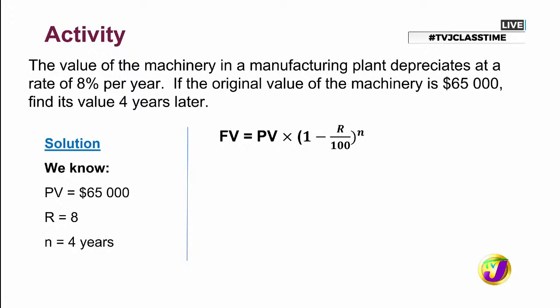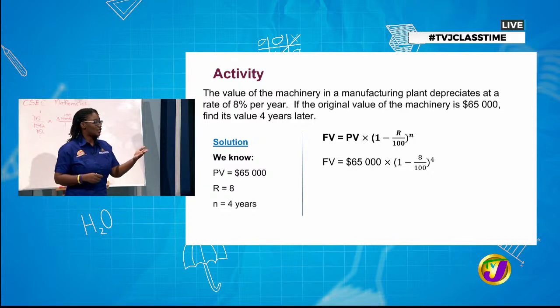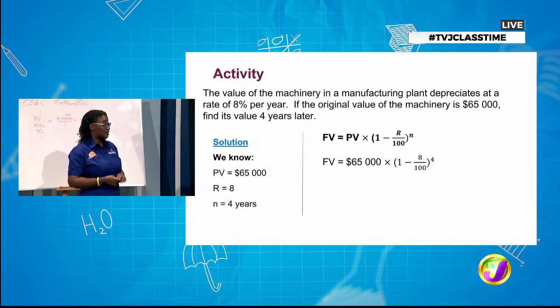And N, which represents the number of periods, in this case we're talking about years, so N is equal to 4. Pretty much we're going to be using our algebra skills, yes. Substitution. Substitute, that's right, the values in our formula. So if you notice where present value is, we have substituted $65,000. Where R is, we have substituted 8.